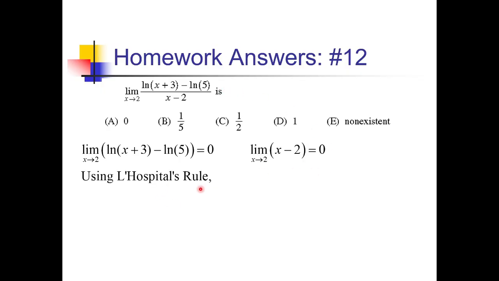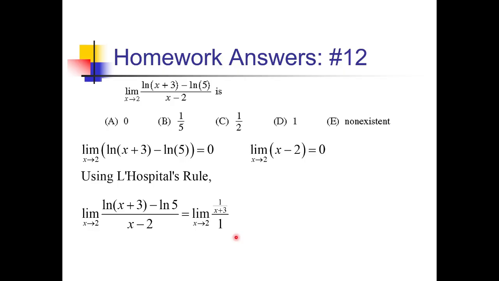So this is indeterminate, which means among many tools I can use, L'Hopital's is kind of at the top of the list. So let me take the limit of the original here, and I'm going to convert that to the limit as x approaches 2 of the derivatives of the numerator and denominator. So derivative of ln of x plus 3, that's going to be 1 over x plus 3. Derivative of ln of 5, that just zeroes out because that's a constant. And derivative of x minus 2, that's just going to be 1 for the x.